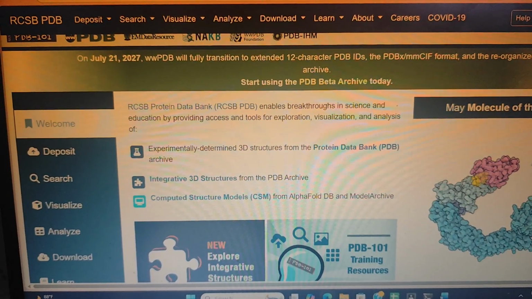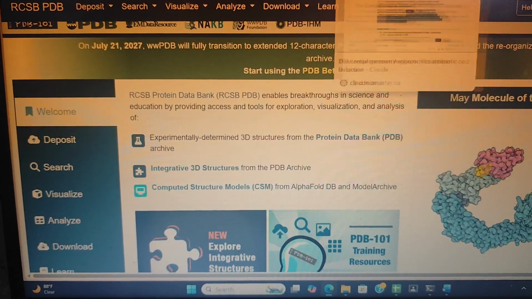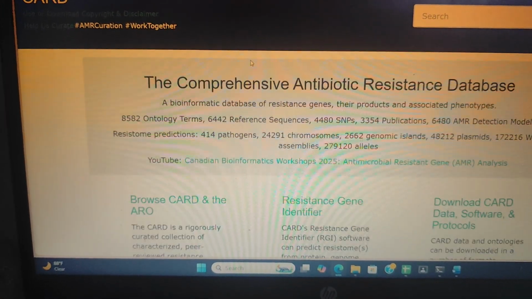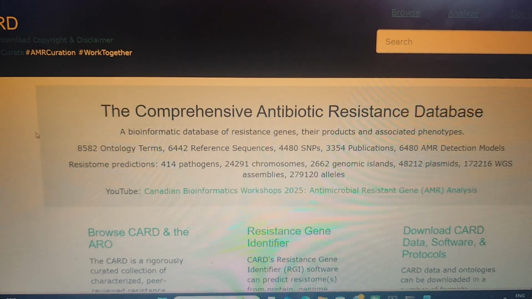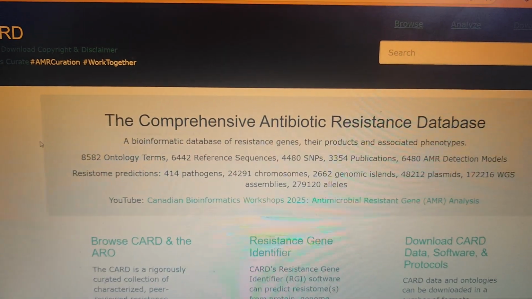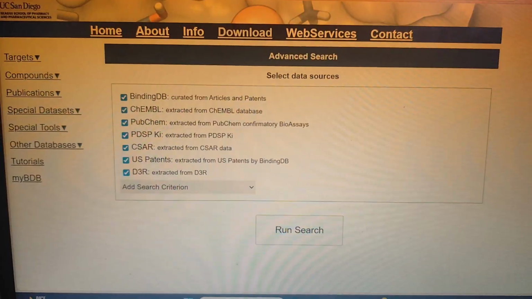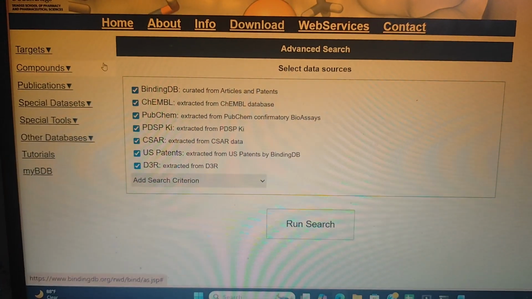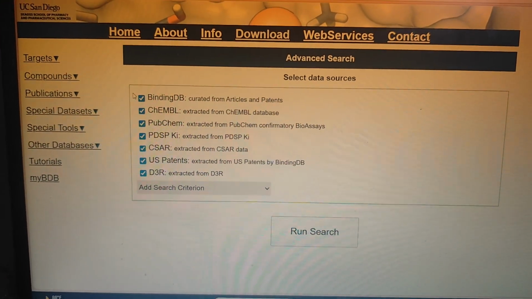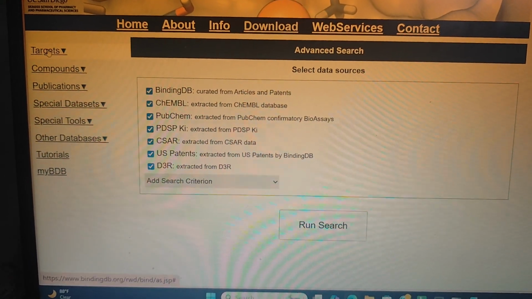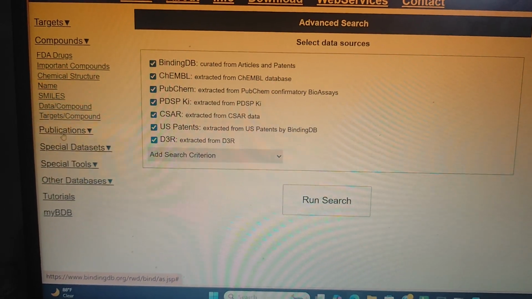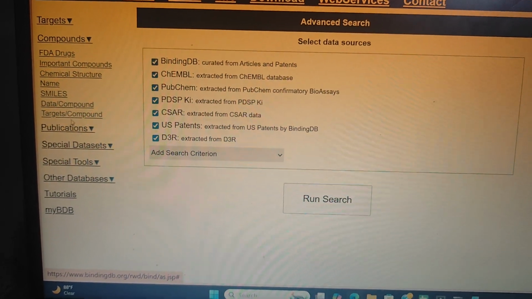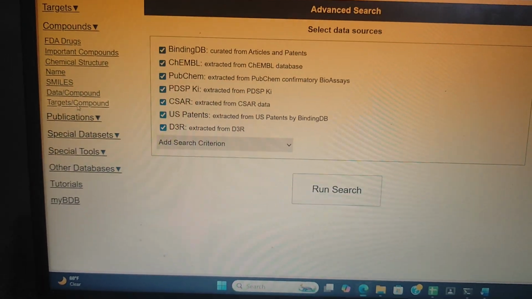So we are training the model currently on the resistant database. This has all the resistant genes and the products and the associated phenotypes. Once we get the phenotype, we identify the bacteria that is causing the disease, and this is BindingDB. It gives us the exact drug that we can use against the bacteria as well. It could give you the exact compounds as well.